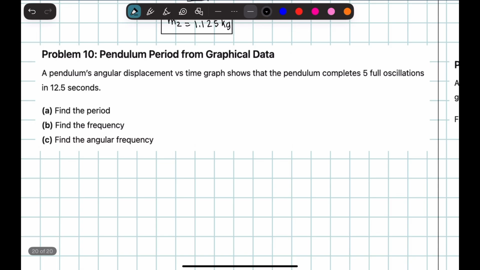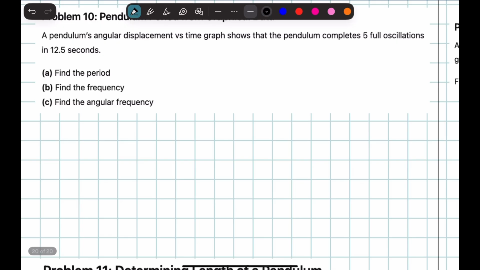A pendulum's angular displacement versus time graph shows that the pendulum completes 5 full oscillations in 12.5 seconds. Find the period. The period is equal to T, and that is 12.5 over 5, which is equal to 2.5 seconds. The formula for that was T is equal to 12.5 seconds over the oscillations.